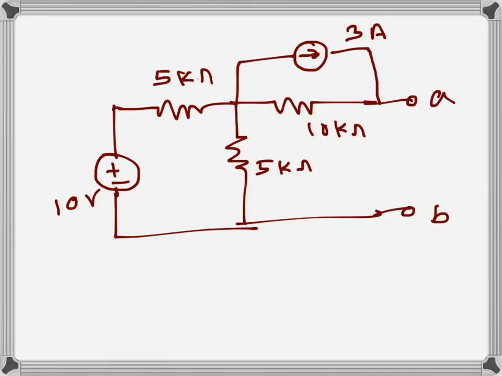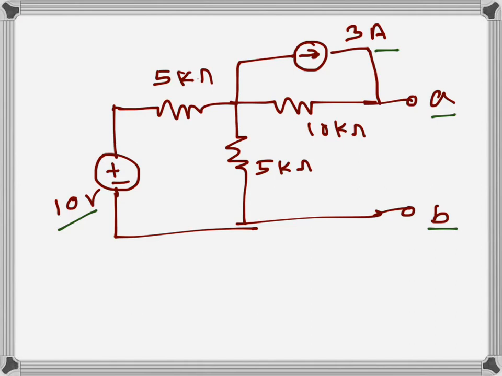For this given circuit, I want to find the Thevenin's equivalent voltage and resistance across this terminal A and B. And we can see that there are two sources here: one is a voltage source and one is a current source. So in order to solve the problem, we can apply the principle of superposition. We will be able to demonstrate an example of superposition as well in this problem.